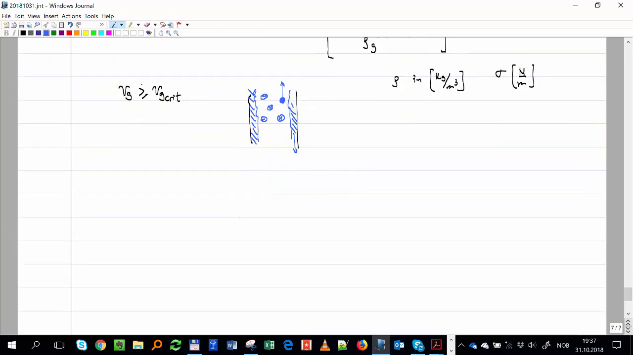Okay, so now let's go to the exercise. This exercise, you won't have to deliver, but it's a class exercise. So it's what we call pressure traverse calculation.